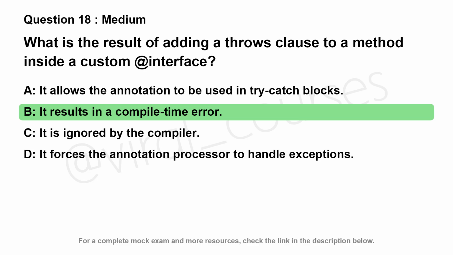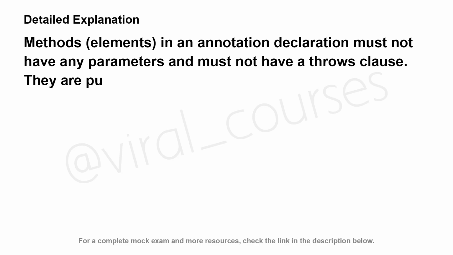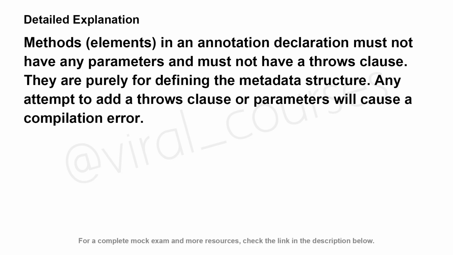The correct answer is B. Methods, or elements, in an annotation declaration must not have any parameters and must not have a throws clause. They are purely for defining the metadata structure. Any attempt to add a throws clause or parameters will cause a compilation error.